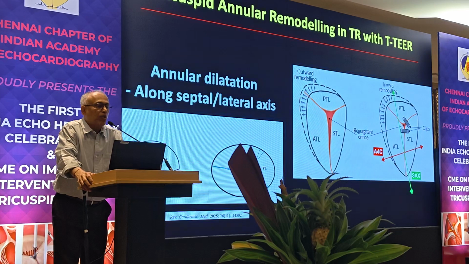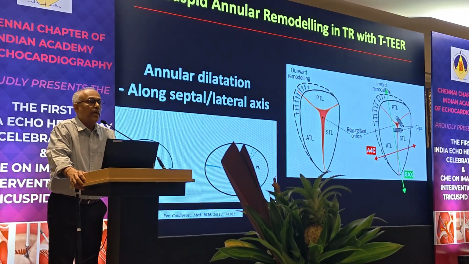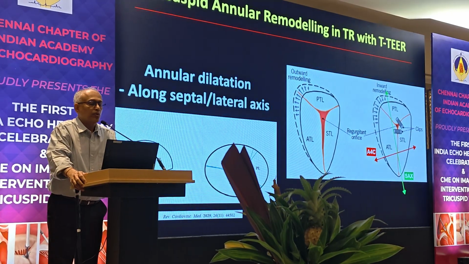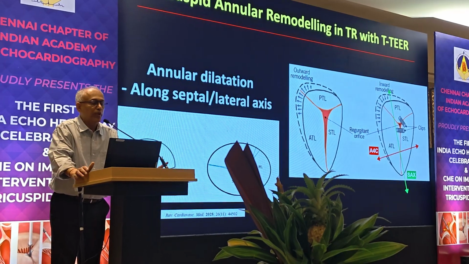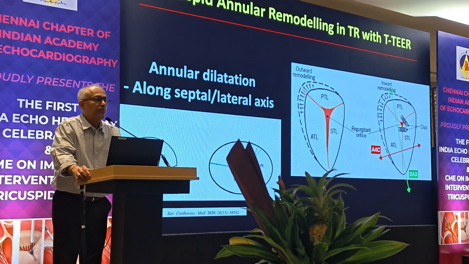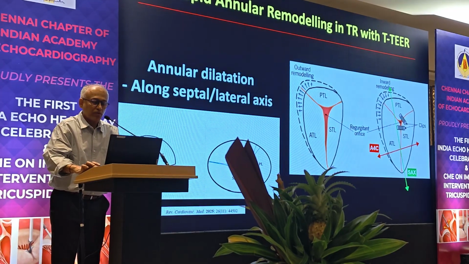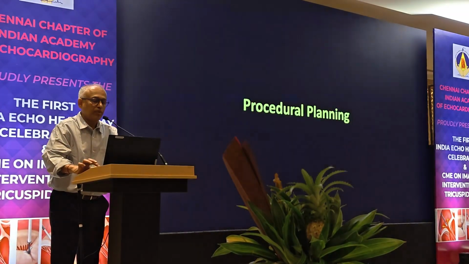Now the annular remodeling itself. What is happening in TTVR is that you have the anterior leaflet and the posterior leaflet, so you have the outward remodeling. When the clips are being put in place and you're trying to get the leaflets together, there's going to be an inward remodeling, and that's the whole point of it. That's how to control, minimize, and bring down the TR over there.